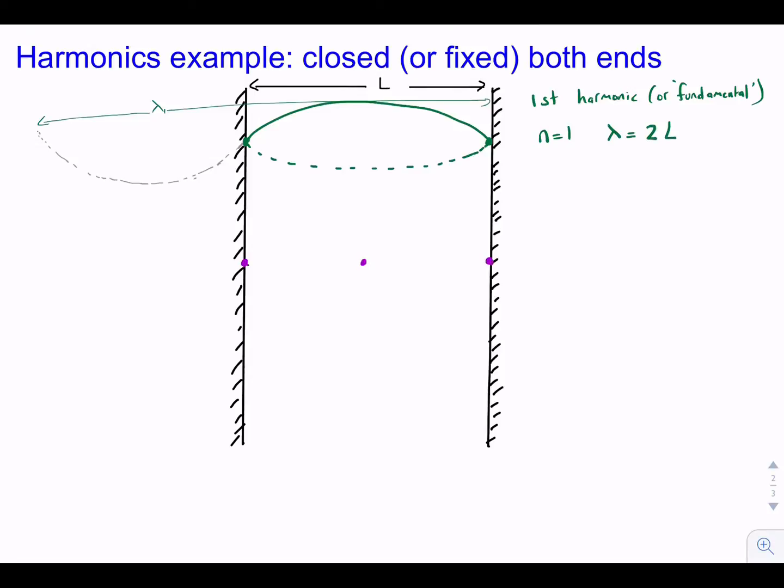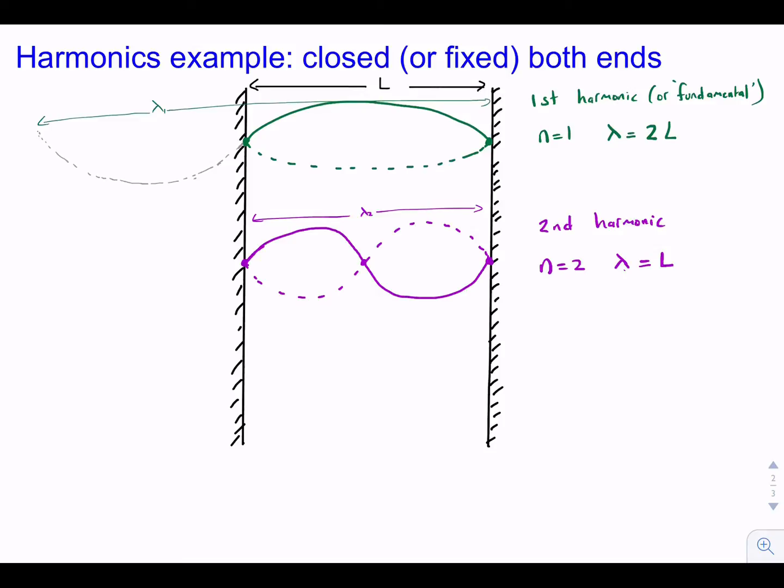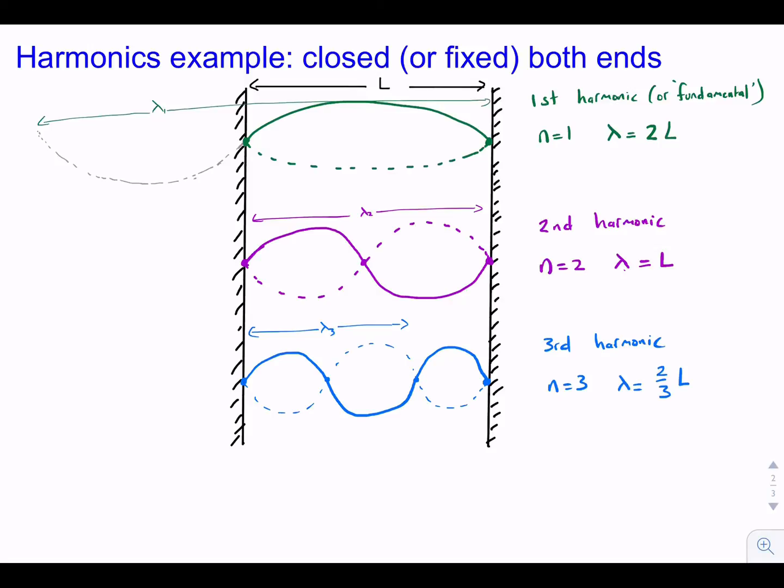Now to the second harmonic. This time we can draw a pattern like this. Here are our nodes. This is what the wave would look like if it was oscillating in the other direction. And this is n equals 2. And we can immediately see that our wavelength is equal to L. Now our third harmonic, n equals 3, we can draw the wave, and we can see that lambda equals 2/3 L. We can generalize this relation for a system with closed or fixed ends. We can say that lambda n equals 2L on n, where n is an integer number, 1, 2, 3, etc.